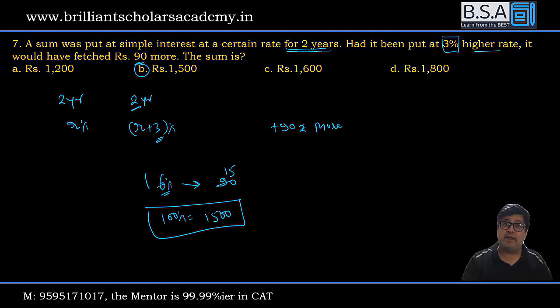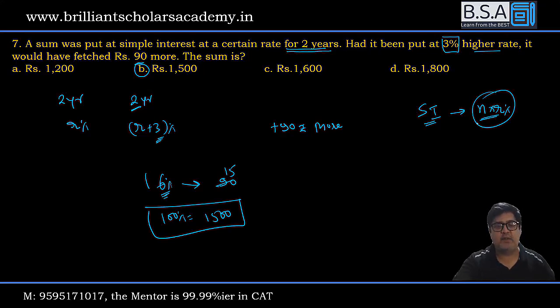Now 90 rupees is for 2 years. So you can say 2 years 3%. So earning will be 6%. Why? Because in simple interest, you can always multiply n into r percentage to find the actual increment in the value. That was the problem.